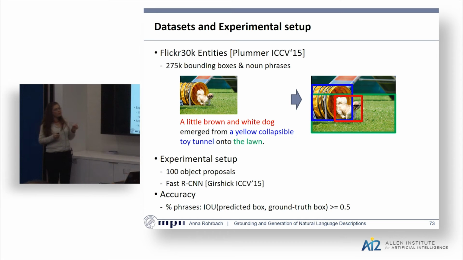Yeah, the experimental setup is we take 100 proposals, we take Faster R-CNN features. The accuracy we are reporting is the percentage of phrases where the intersection over union between the predicted region and the ground truth region is above 0.5. So you can think about it as a recall.